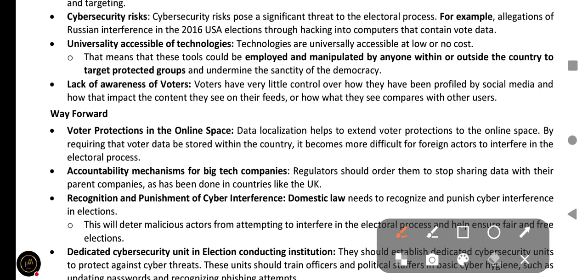The next challenge is the universal accessibility of technology. You will remember all these challenges, which will be very important for your general studies paper second as well as paper third. Technologies are universally accessible at low or no cost. That means these tools could be employed and manipulated by anyone within or outside the country to target protected groups and undermine the sanctity of democracy.